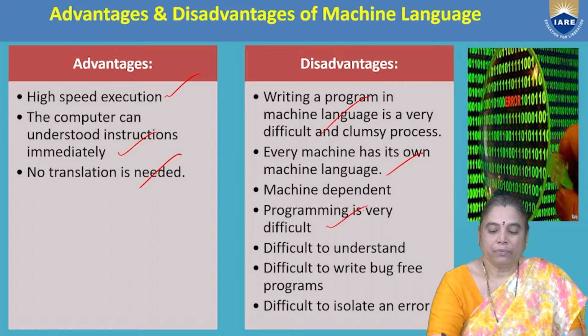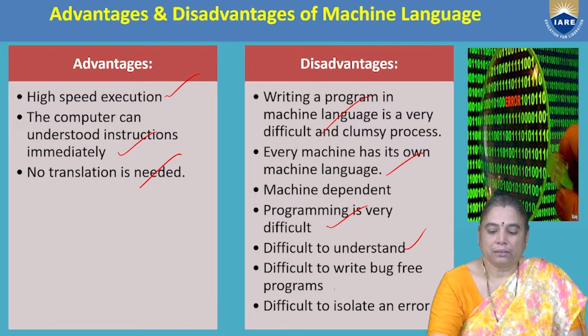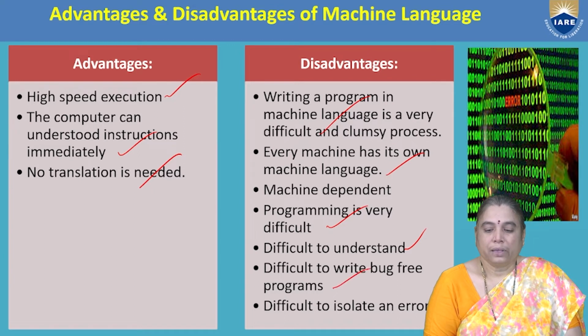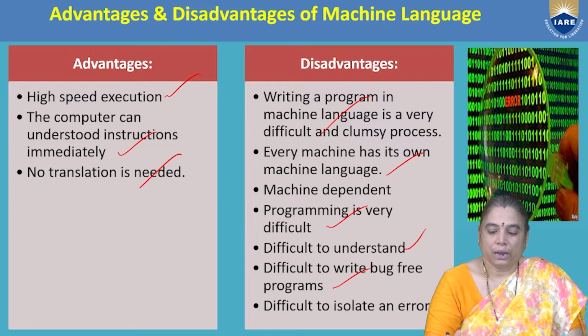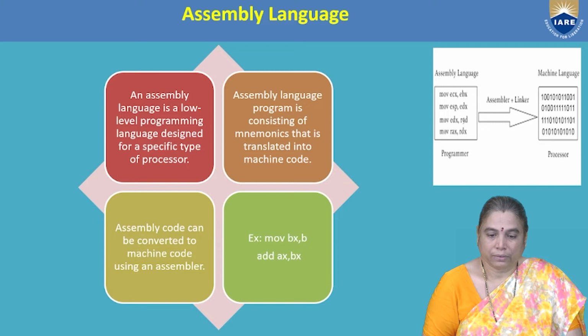Programming is very difficult to understand, which leads to difficulty in identifying bugs, and the debugging process can also be very complex in the case of machine language. It is difficult to isolate an error. It is a very complex task to identify and rectify errors in machine language code. So these are the advantages and disadvantages of machine language.